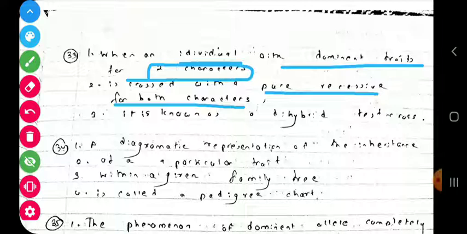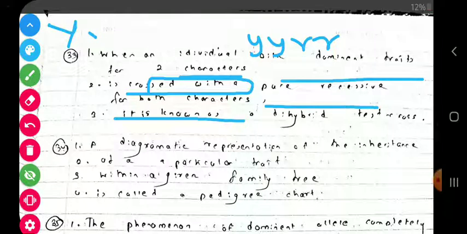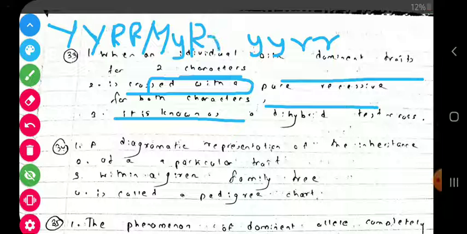For example, we can take this: small y, small y, small r, small r. This is the recessive pure organism. And the one we want to find out, whether it is purely dominant, can be capital Y, capital Y, capital R, capital R, or it can be capital Y, small y, capital R, small r, right?